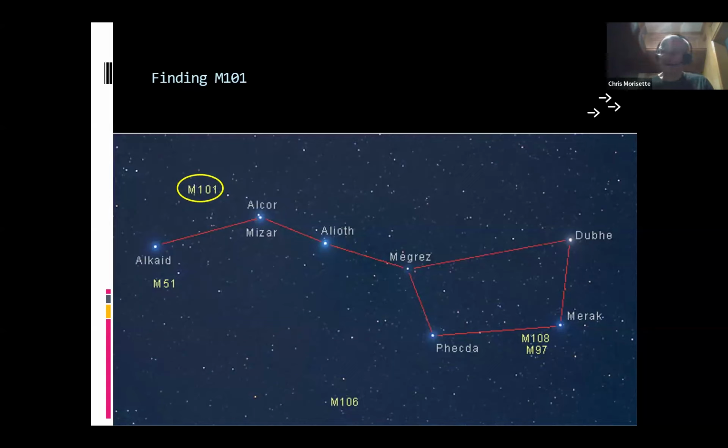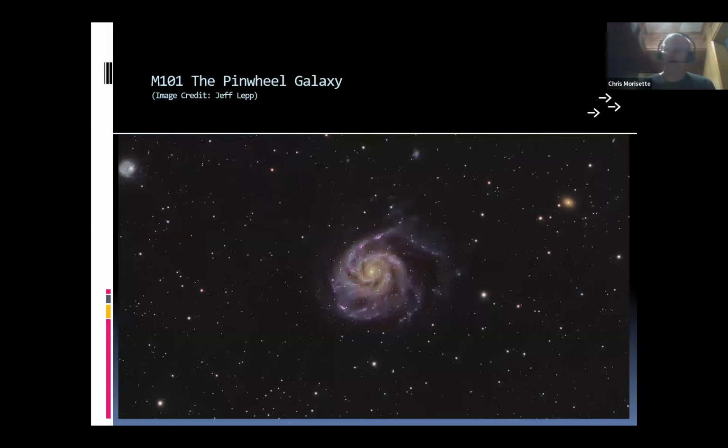But with that said, let's talk about M101. Again, 5 degrees above the handle here on the Big Dipper. And here is a picture of M101 by our own Jeff Lepp. Beautiful rendering of M101. Again, it's a spiral galaxy. This one is, let me see, I think this is in Ursa Major. M51 was actually in Canes Venatici, which is a bordering constellation. I forgot to mention that. But M101, I believe, is in Ursa Major.